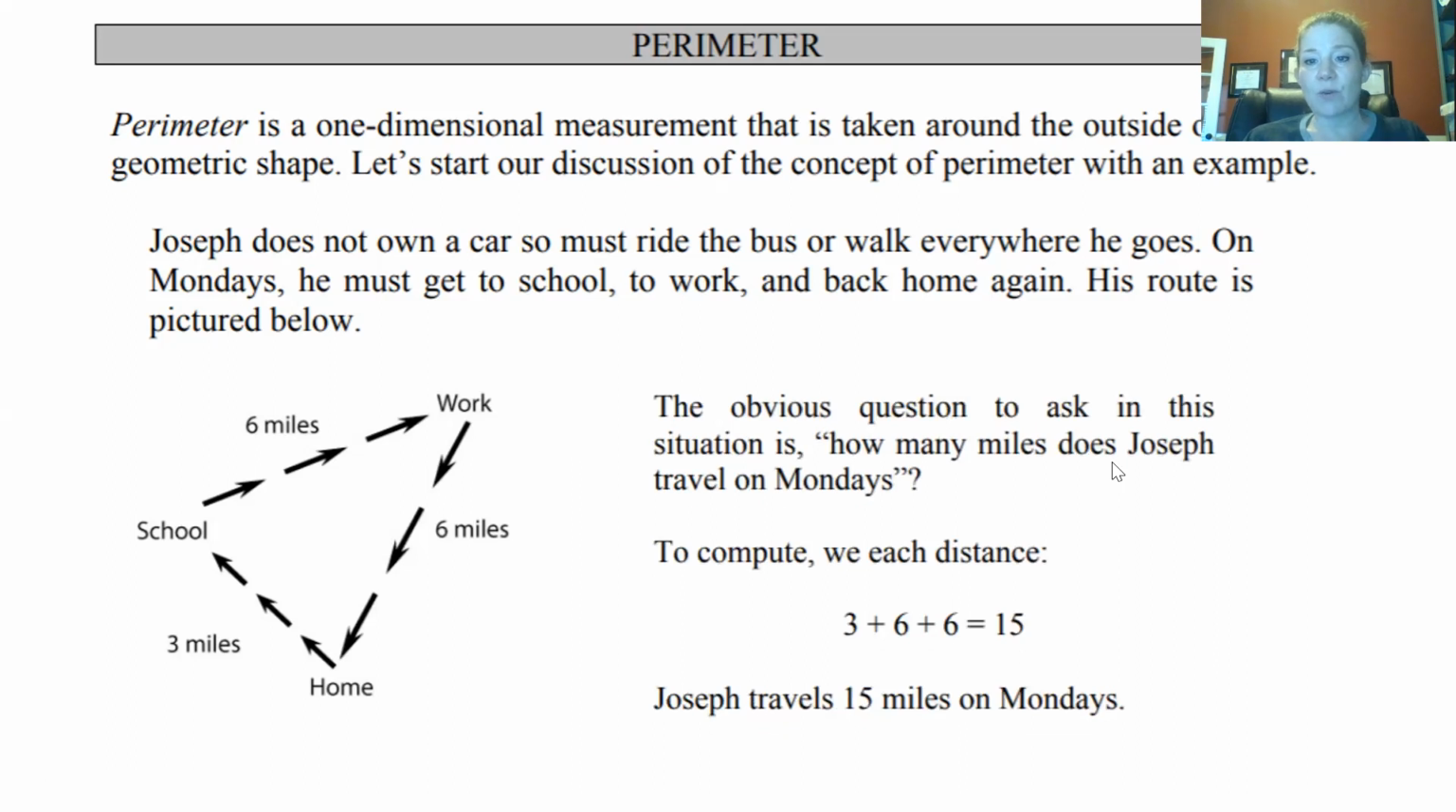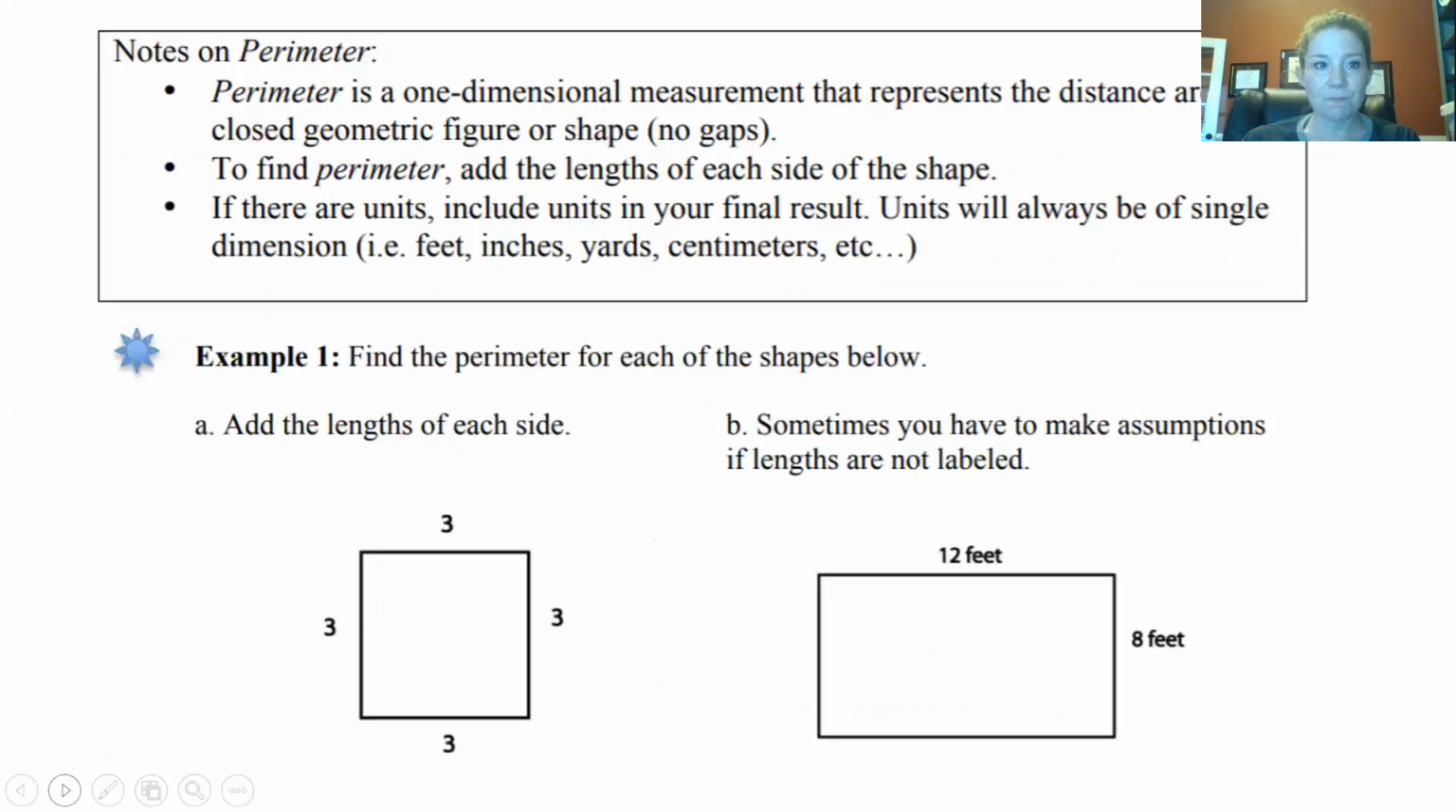So the obvious question to ask in this situation is how many miles does Joseph travel on Mondays? To compute, we add each distance, 3 plus 6 plus 6. So he travels 15 miles on Mondays. So basically that's what we've done. We've figured out the perimeter of this triangle.